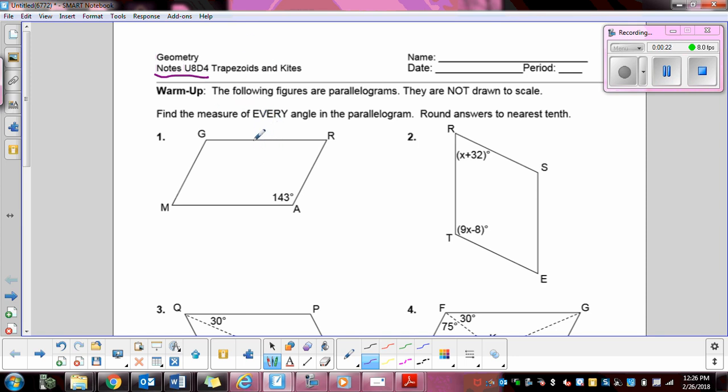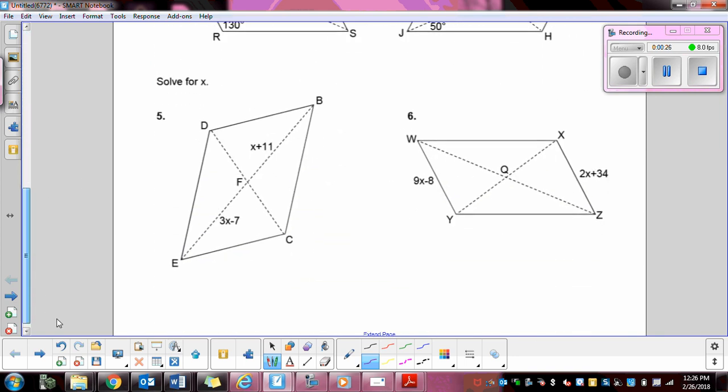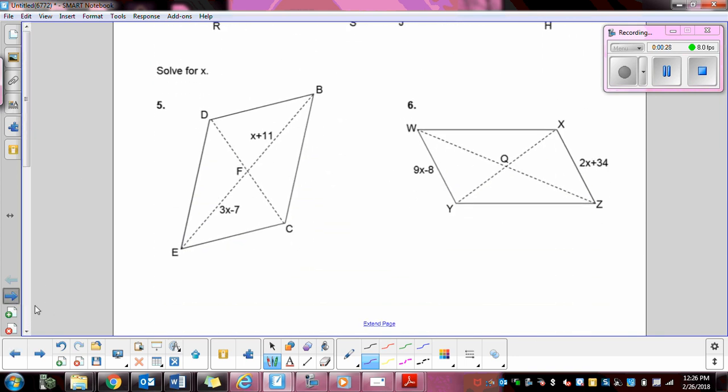So this is just a warm-up. The first page is just a warm-up. We'll do that in class, next class coming up.